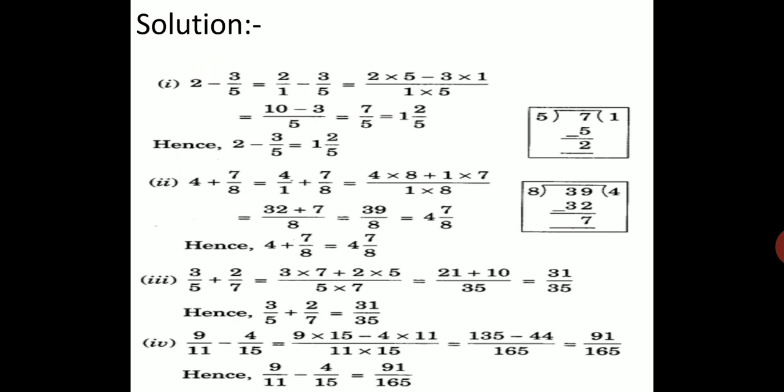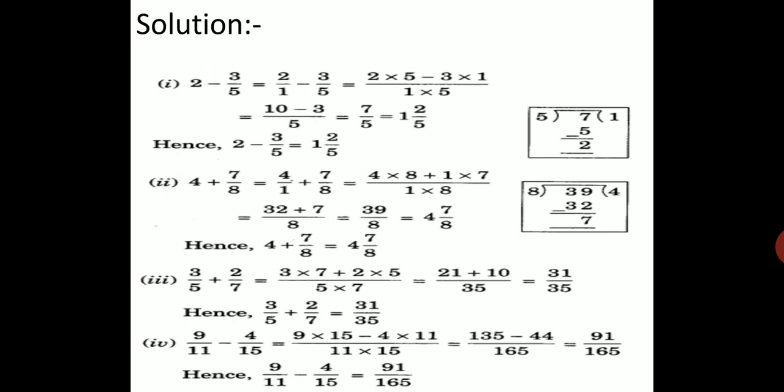And how are we converting to a mixed fraction? You can see the box, it is given 7 divided by 5, and 5 ones are 5. So 7 minus 5 is 2. And you know how to convert into a mixed fraction. It is Q R by D. Q is the quotient, R is the remainder, D is the divisor. So you can see 1 2 by 5 is the answer.